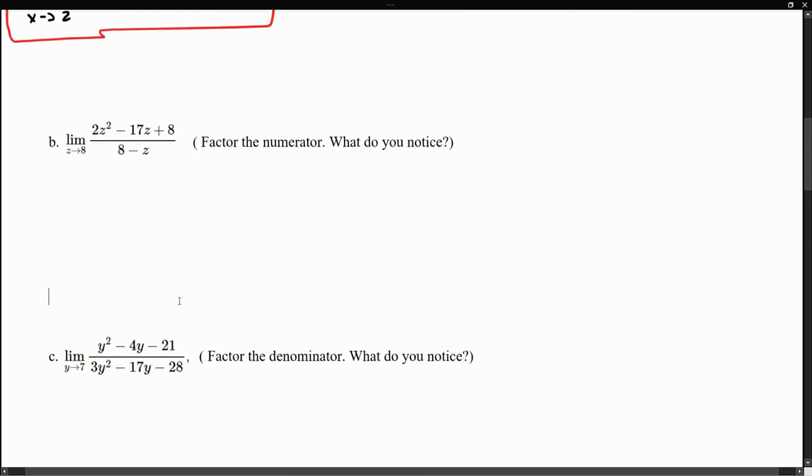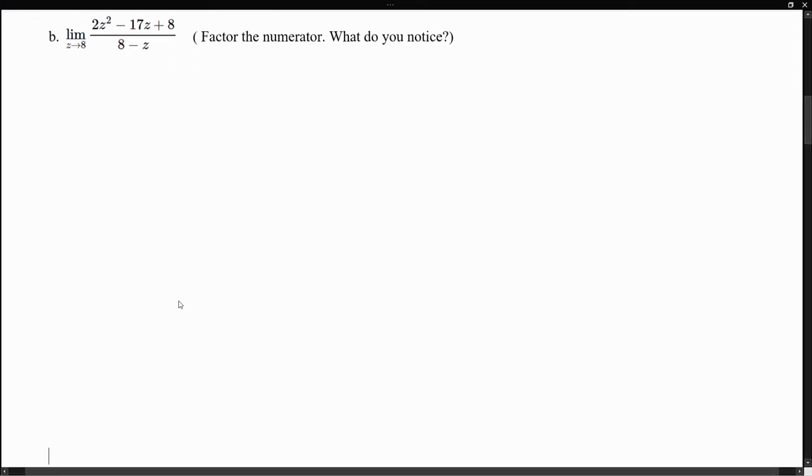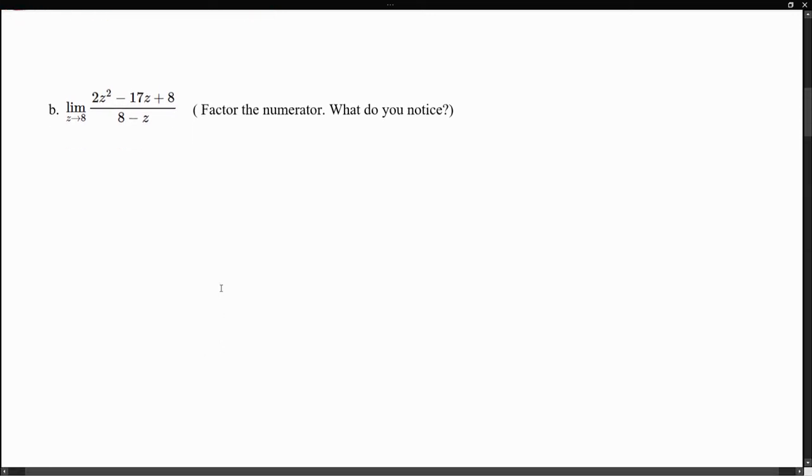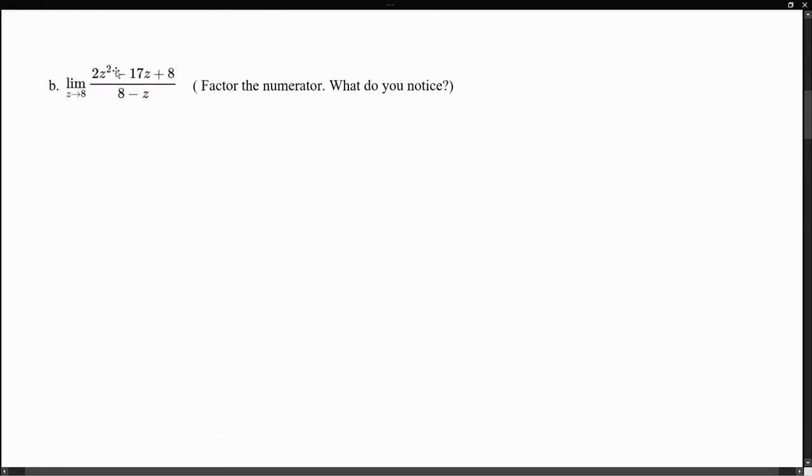So let's take a look at the next example. And again, we're just going to take a look at examples A and B. We're not going to talk about C today. So here we have B. And again, here we have our function (2z squared minus 7z plus 8) all over (8 minus z). And we want to find out what happens to this function as z is getting closer to 8.